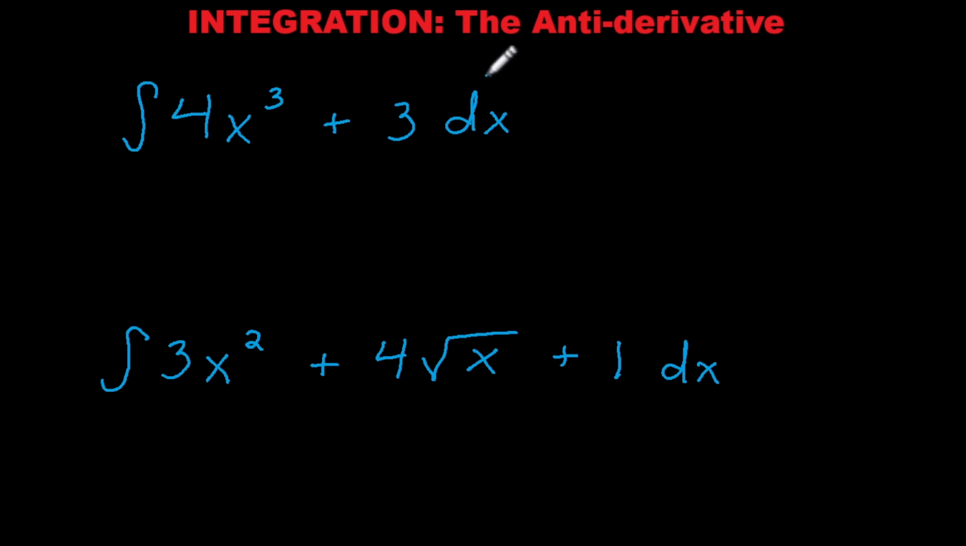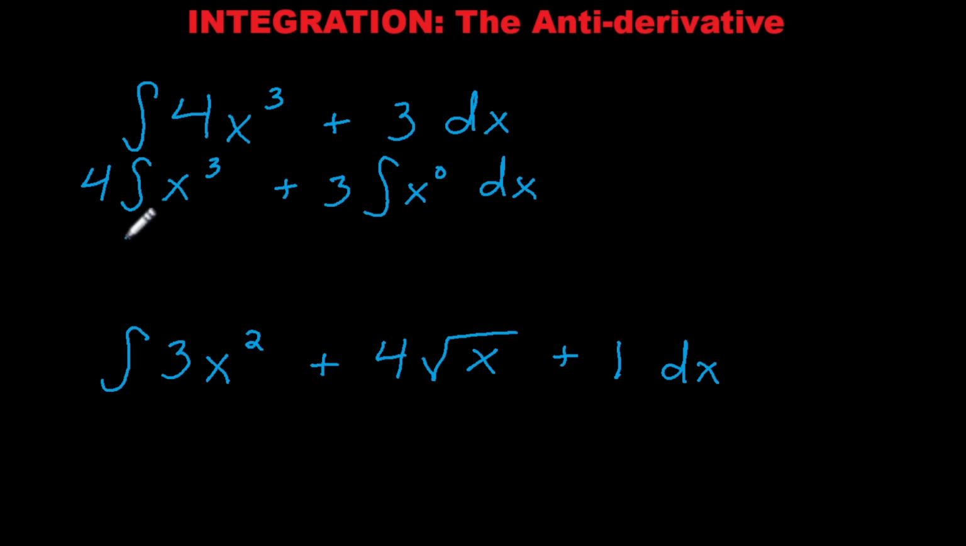So for this next one, treat it as two separate problems. So I'm going to bring the 4 to the front. Then we'll integrate x to the third plus 3 to the front and integrate what is essentially x to the 0 dx.